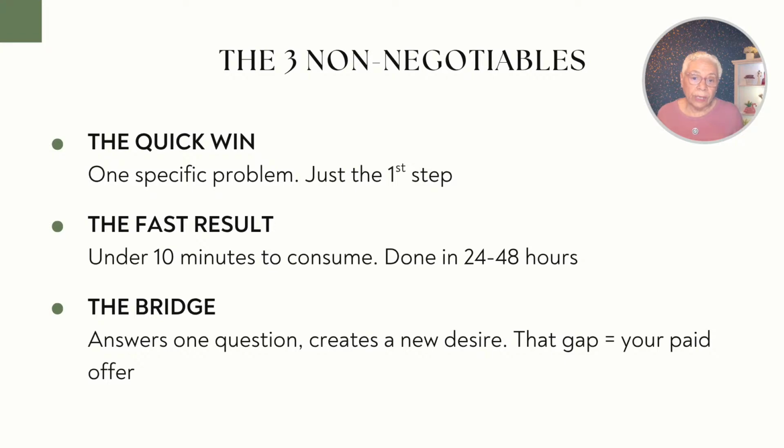And these are the three non-negotiables. This is basically the easy button formula. You want a quick win. One specific problem, just the first step. You're not giving them everything. The fast result: you want them to get done with it in 10 minutes and be able to implement it in at least 24 to 48 hours. Make it fast, make it fast.